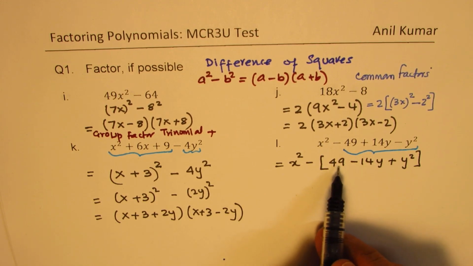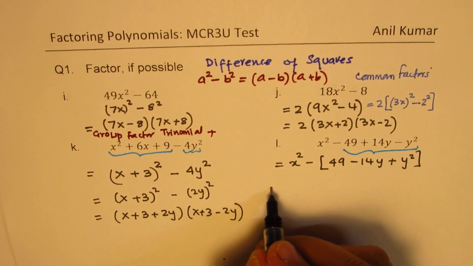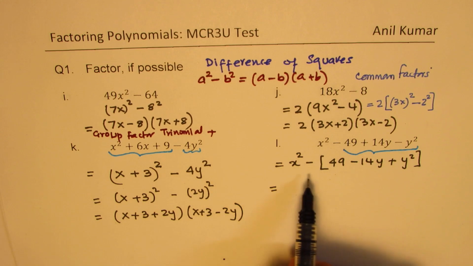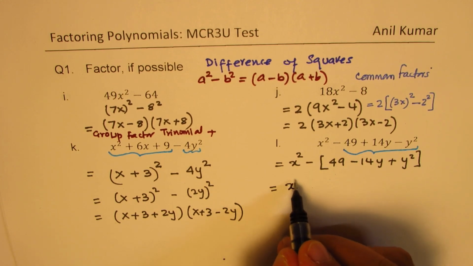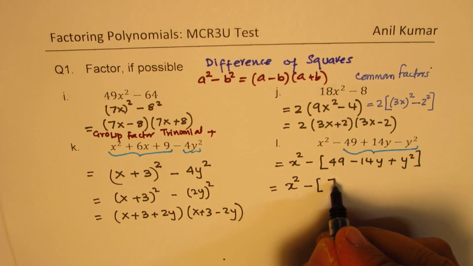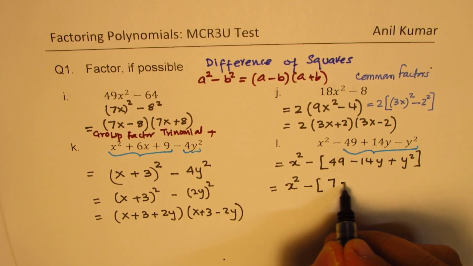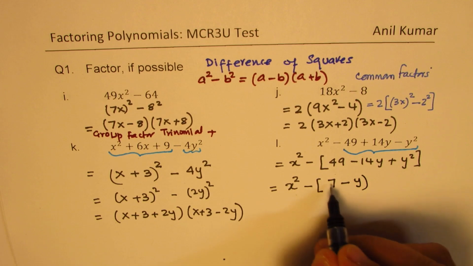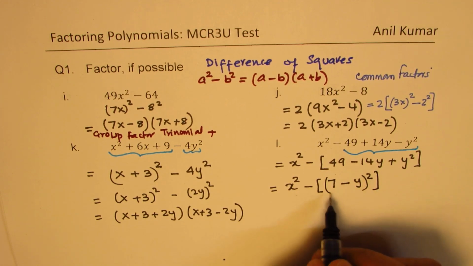Now look here, this term is a perfect square, so it's a combination of difference of squares and perfect square. So we get x squared minus, this term can be written as 7, right? And then minus y whole squared. Does it make sense to you?